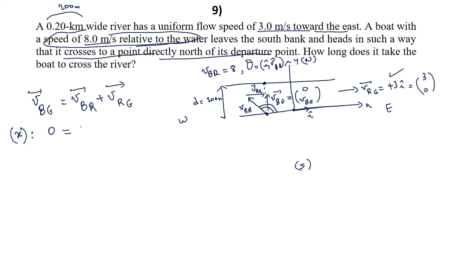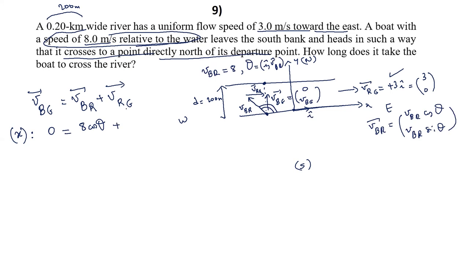So VBRX will be the magnitude of VBR, which is 8, times cosine of the angle theta. Okay, so let me write it here. The VBR vector will have 2 components. Along x, it will be VBR cosine theta, and along y, it will be VBR sine theta. This is why I'm insisting that you watch a video on vectors. Once you know vectors, this will be simple for you. And now I hope that by now, every one of you has watched that video and knows vectors very well. Okay, so VBRX is just the magnitude of VBR, 8 cosine theta.